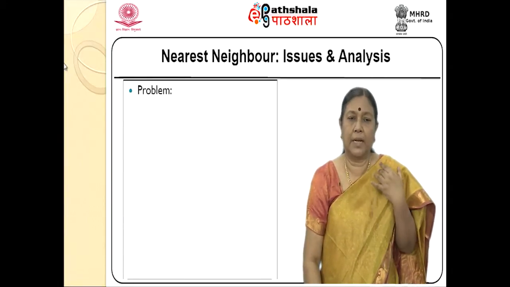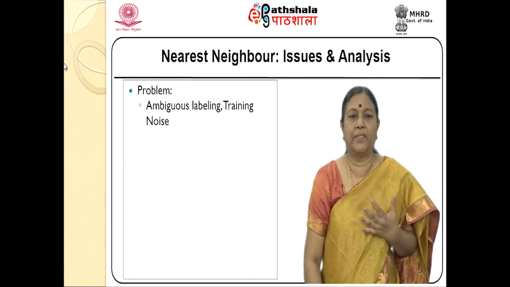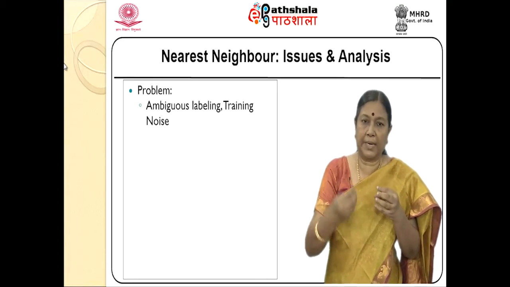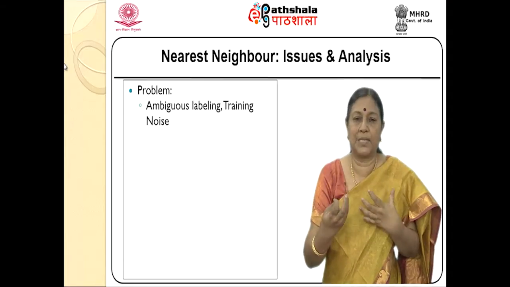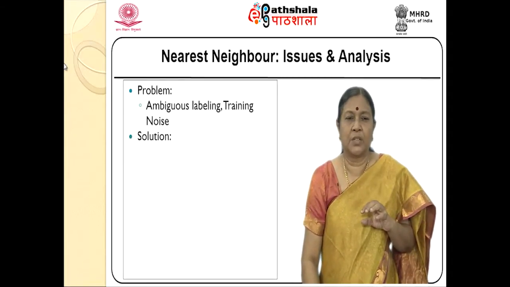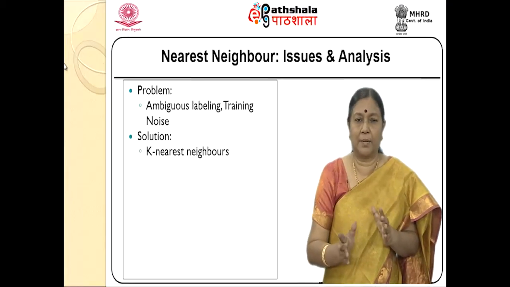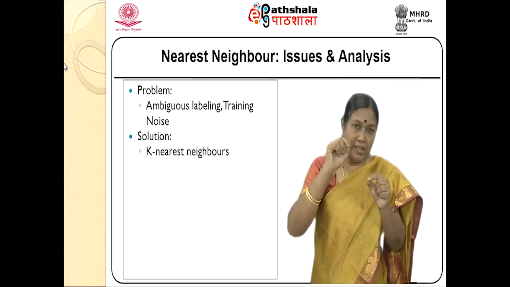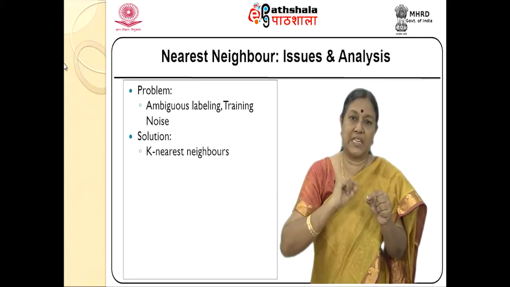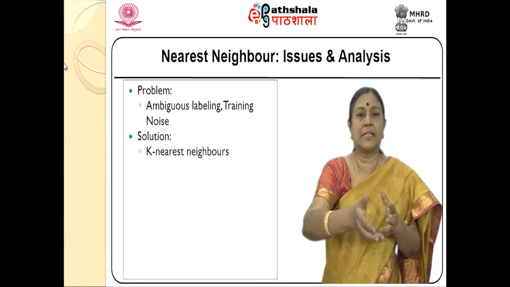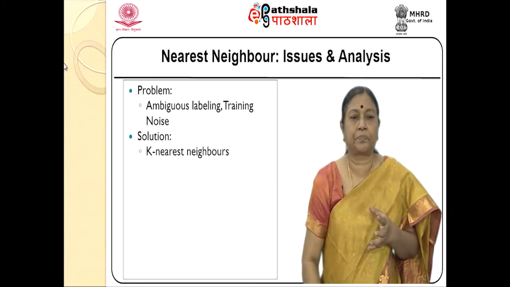Another issue is ambiguous labeling. A particular instance may be labeled ambiguously because of training noise or other things. So, the solution here is k nearest neighbors. Up to this point we have considered the query instance with each and every instance separately. Now, we have the k nearest neighbors. We will be discussing this in detail in the next module.